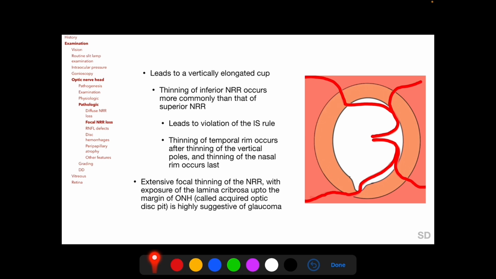Following thinning of the inferior and the superior sectors of the neuroretinal rim, thinning of the temporal sector of the neuroretinal rim occurs, and thinning of the nasal sector of the neuroretinal rim is the last to occur. Extensive focal thinning of the neuroretinal rim with exposure of the lamina cribrosa up to the margin of the optic nerve head, which is called an acquired optic disc pit, is highly suggestive of glaucoma.